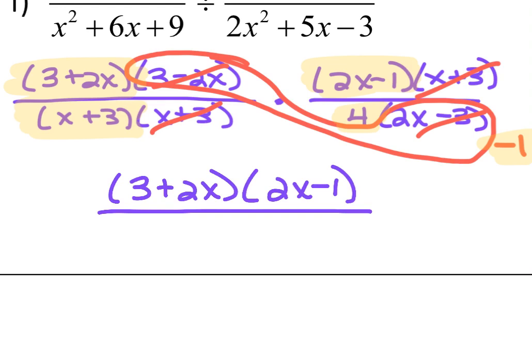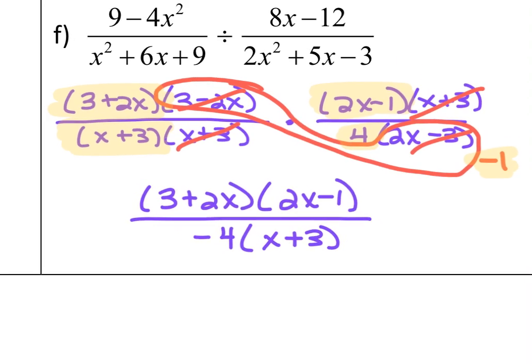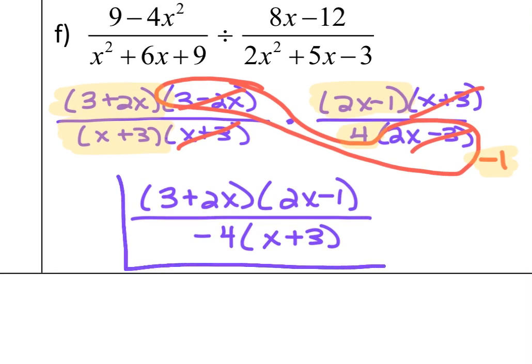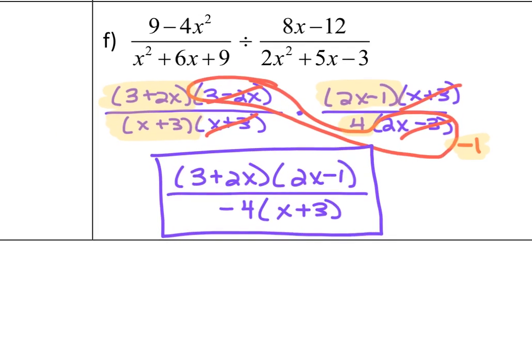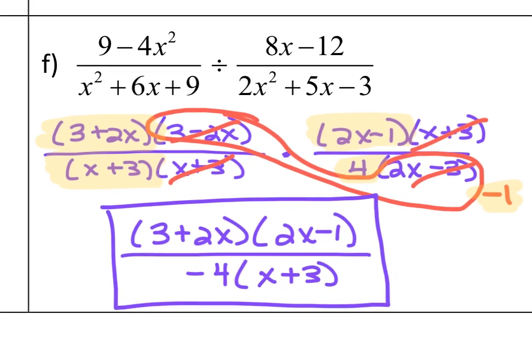Now, you can put the negative 1 in the numerator or in the denominator. I like to put it with a whole number, so I put it with a 4. You don't have to do it my way. Negative 4 parentheses x plus 3, and I just check and make sure that I found everything that didn't cancel, and that's going to be my answer for letter F.